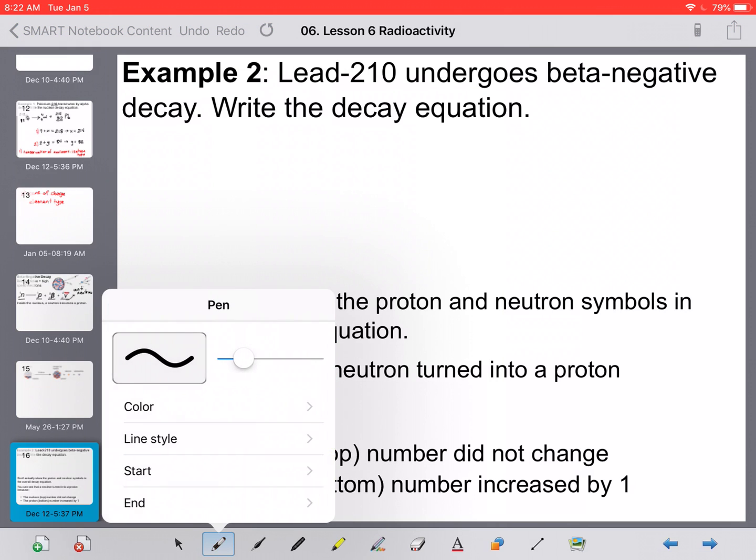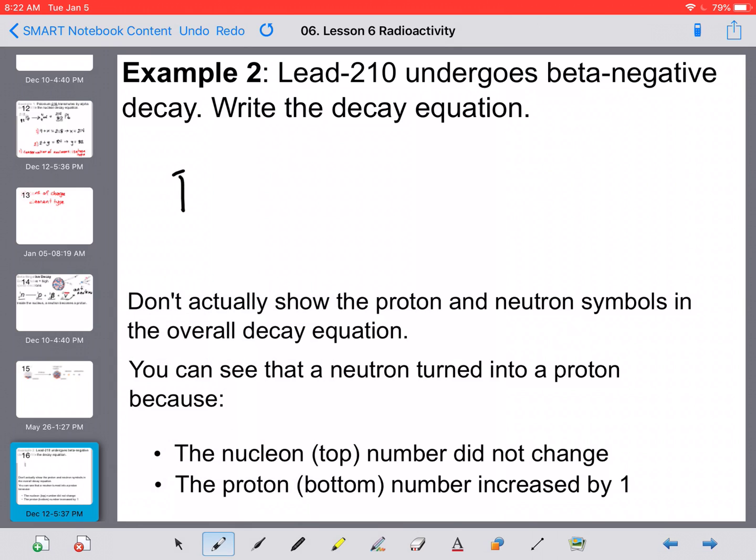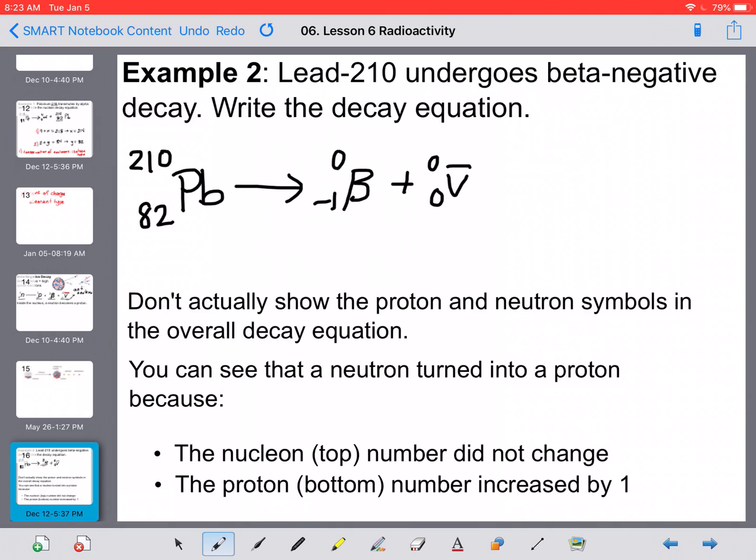Write the decay equation. So we start by writing down the symbol for lead, and we know that it's lead-210. And then we look up lead on the periodic table. We see that it's element number 82. Draw an arrow to show that it's decaying. Now, this is going to be beta negative decay, so we should have the symbol for beta negative memorized. So it's a 0 up top and a -1 on the bottom. And then we should also have memorized that whenever it's beta negative decay, we release an antineutrino. So we write down the symbol for the antineutrino.